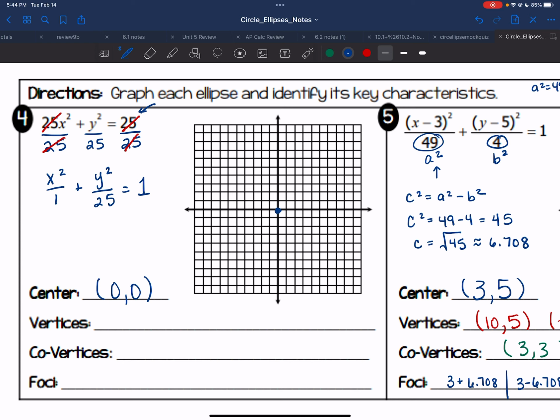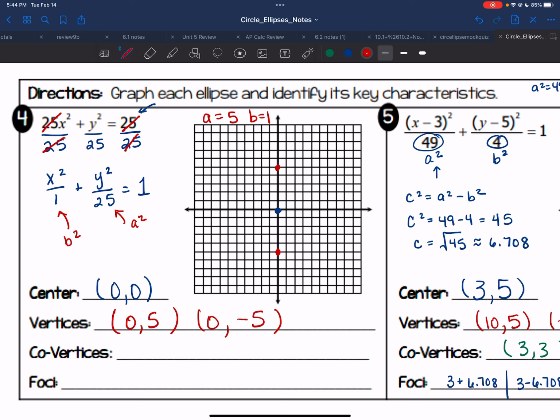My a value or b value, I need to choose from the denominator. This one right here is a squared. This one right here is b squared. So a is equal to 5 and b is equal to 1. That means this is going to be a vertical ellipse. So I'm going to count up 5, 1, 2, 3, 4, 5, and count down 5. And those will be my two vertices. So 0, 5, and 0, negative 5.